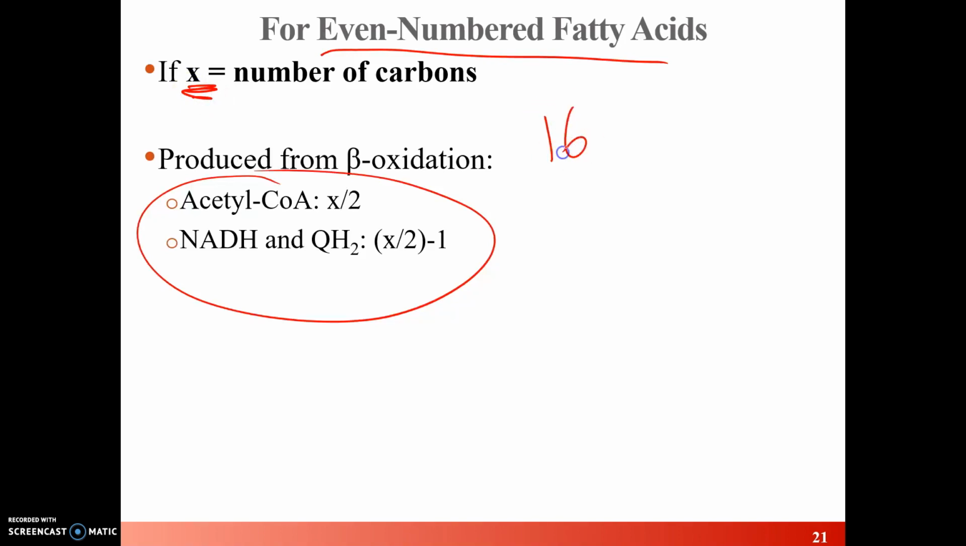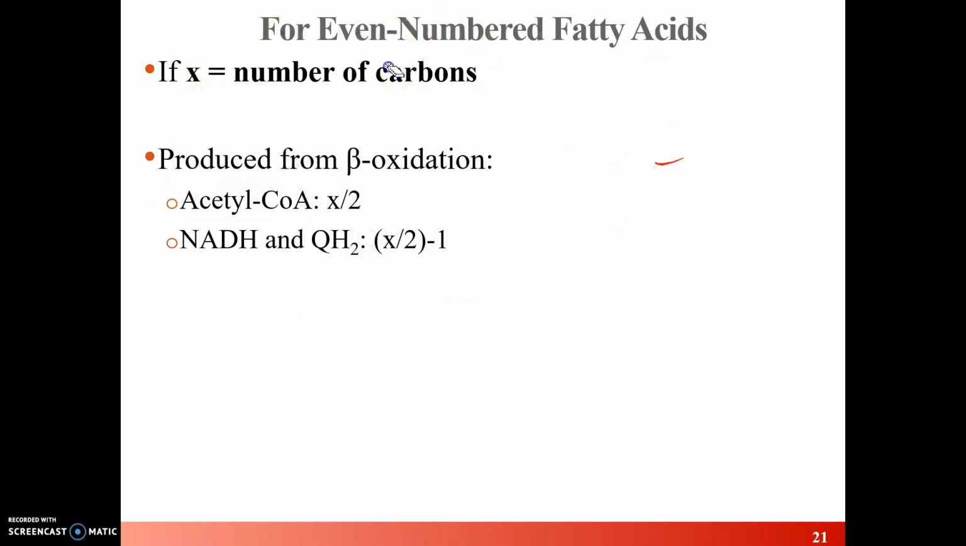So 16 carbon fat divided by 2, that'd be 8 acetyl-CoAs formed. Do the same thing, except you subtract 1 for the rest of them, the NADH, QH2, or FADH, whichever you want to call it. It's the same process. 16 divided by 2 minus 1 is 7. So that is all for even numbered fats.